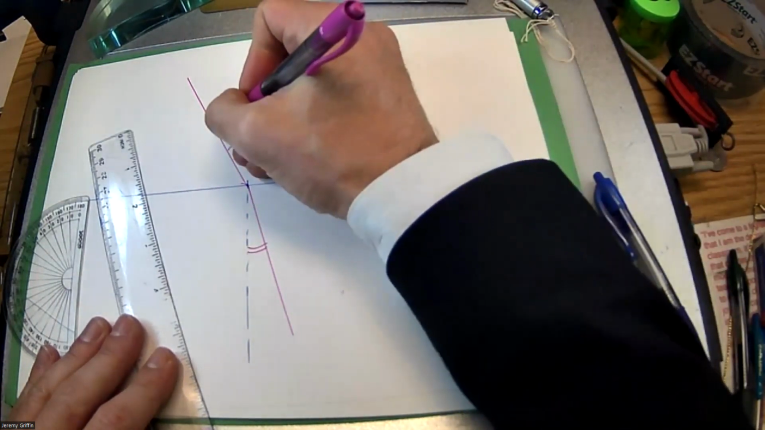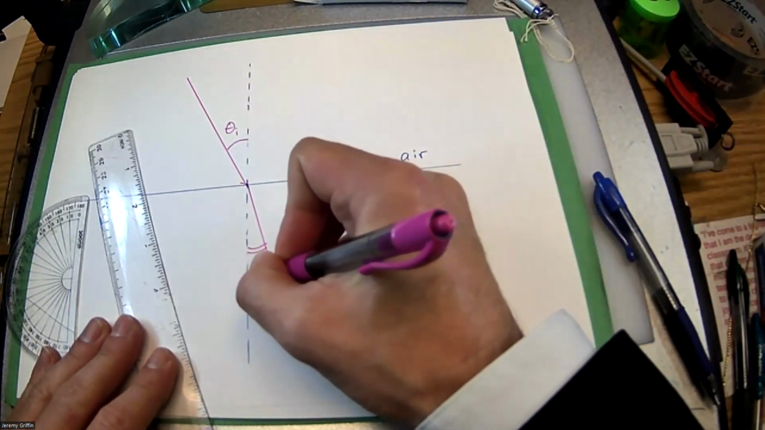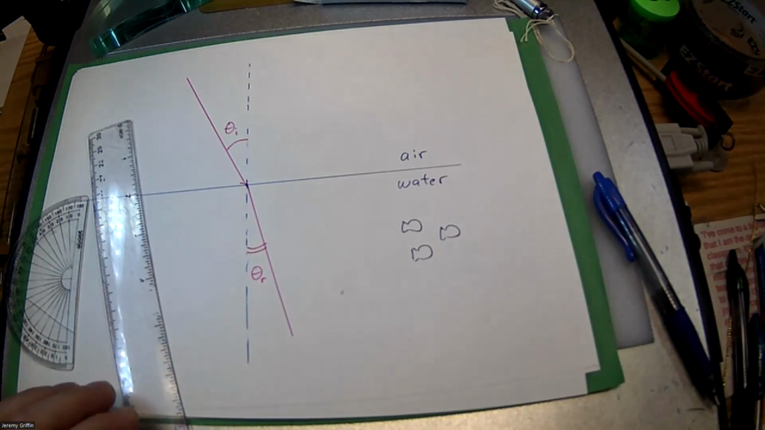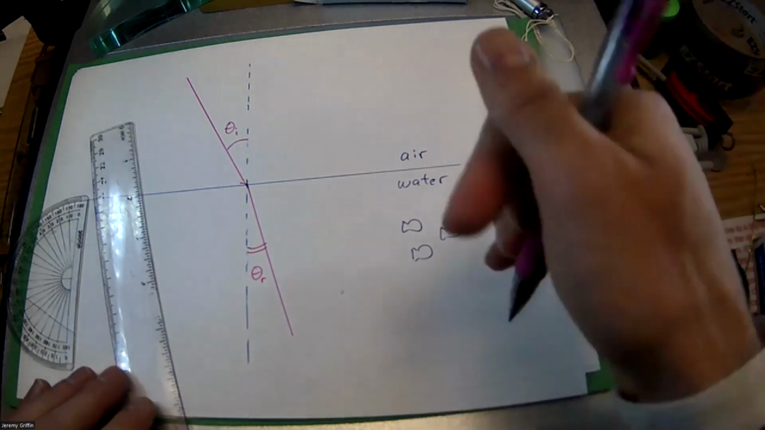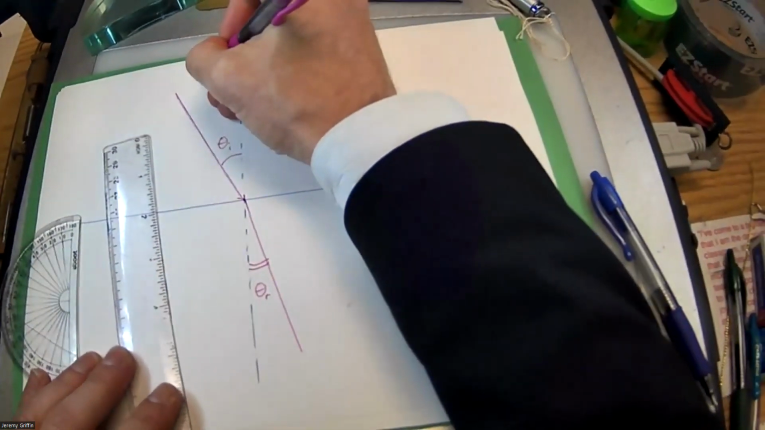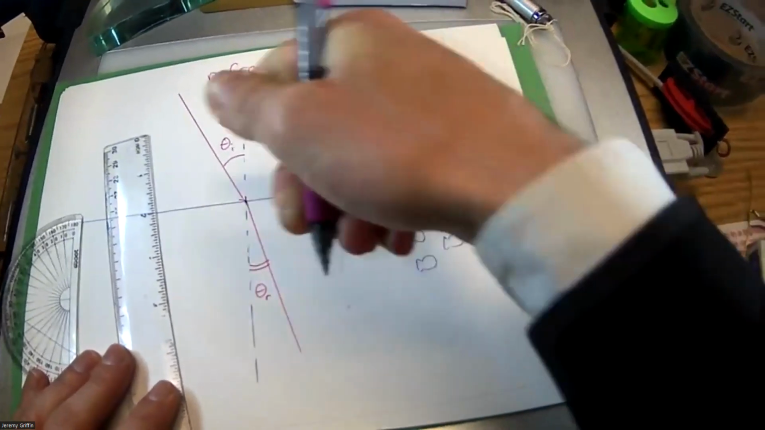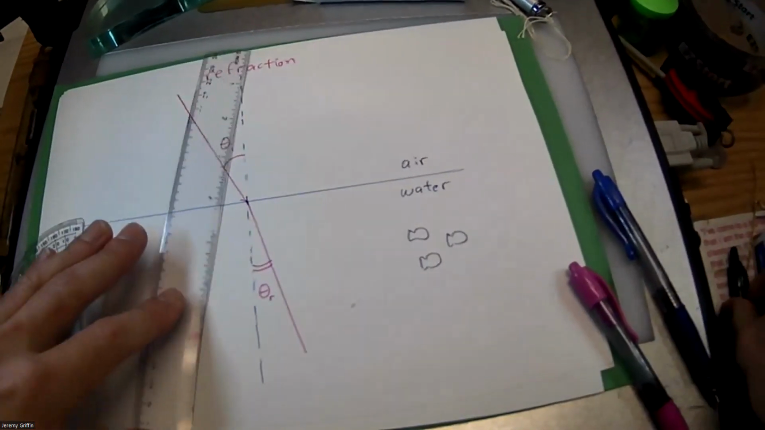The angle inside of the air, I'm going to call the incident angle, and the angle inside of the water, I'll call the refracted angle. So bending in physics is called refraction. So incident angle and refracted angle. This is all for refraction. Okay. Now that ray of light, I'll do the same thing that Paul Hewitt had.